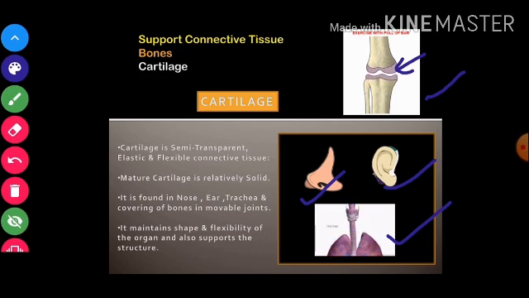Talking about the ear, the soft hard area where you put earrings is actually made up of cartilage, right? Similarly in the nose and trachea, where cartilage is present permanently, right? So what is the function of cartilage? Here we are going to talk about the purpose of cartilage. The very important purpose of cartilage is that it maintains the shape and flexibility of the organ and also supports the structure, right?